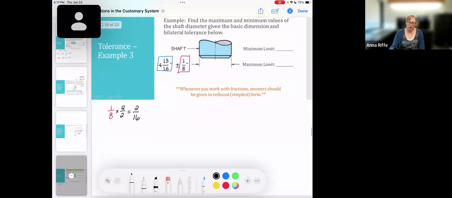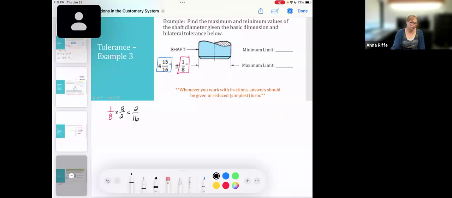That tells me how to find the minimum value. The minimum limit is 4 15/16, and then I'm going to subtract 2/16. So that becomes 4, and 15 minus 2 is 13/16. Okay, no issues there. 4 13/16 of an inch is the minimum limit.